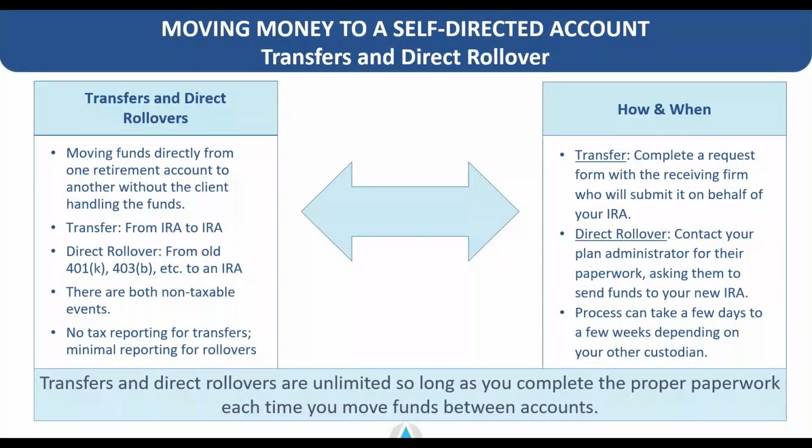Moving money into these accounts is very simple. You basically just do either a custodian to custodian transfer, which means you have an IRA somewhere else and you want to start self-directing it.